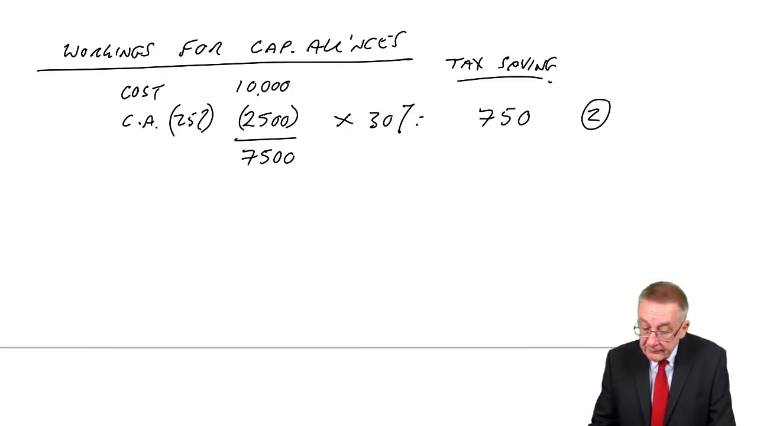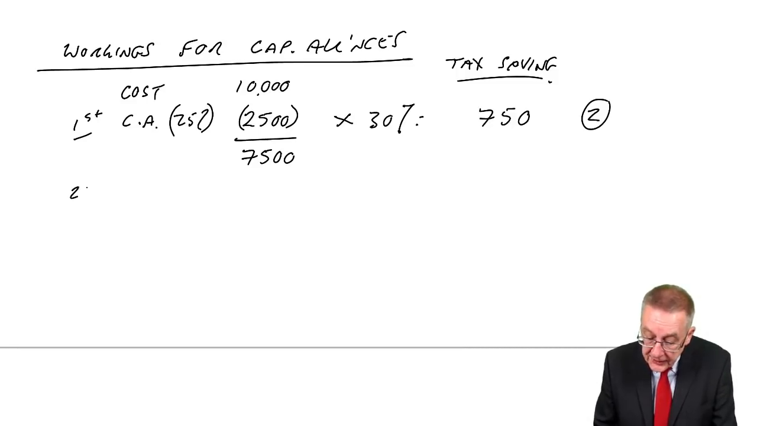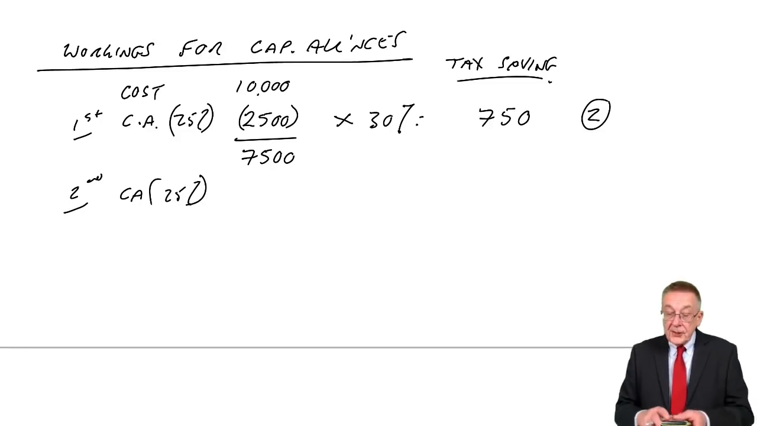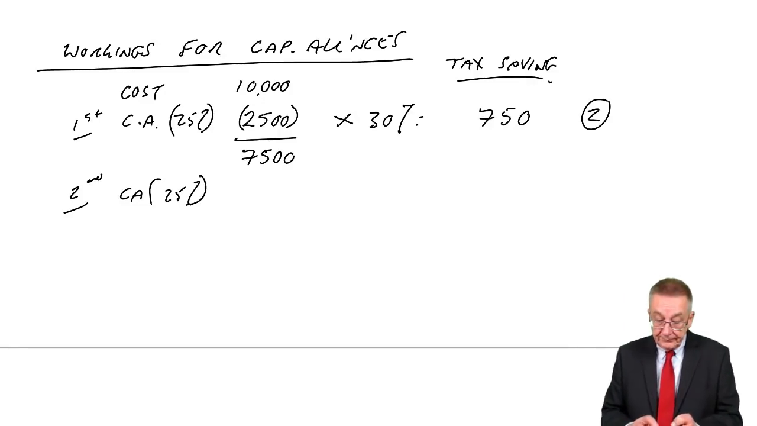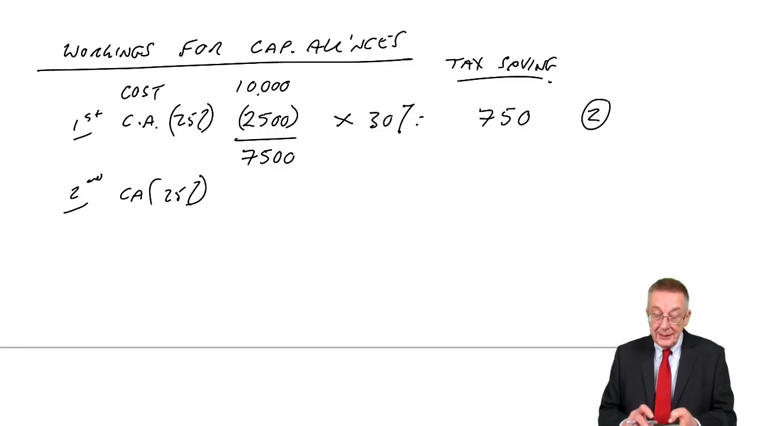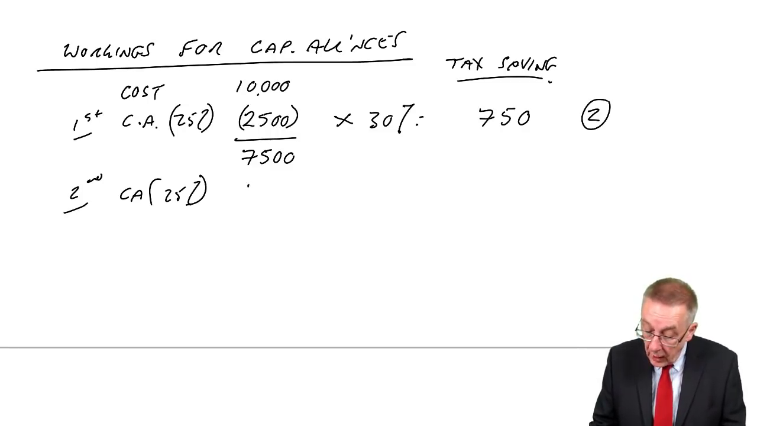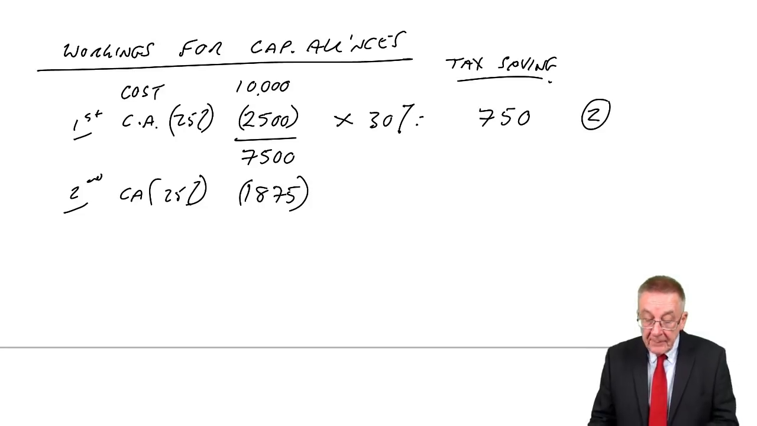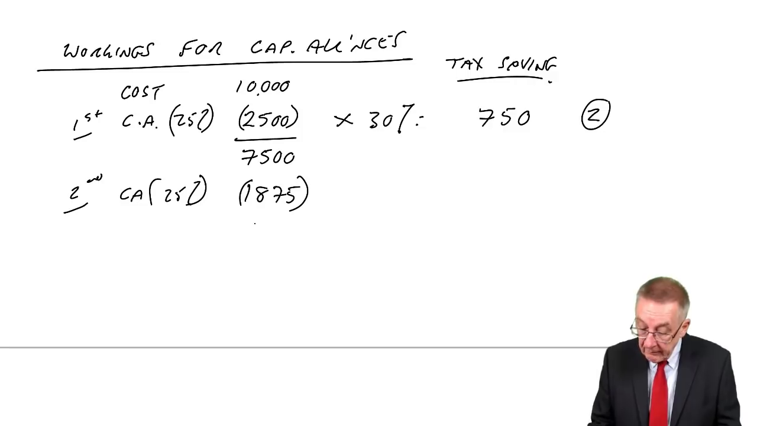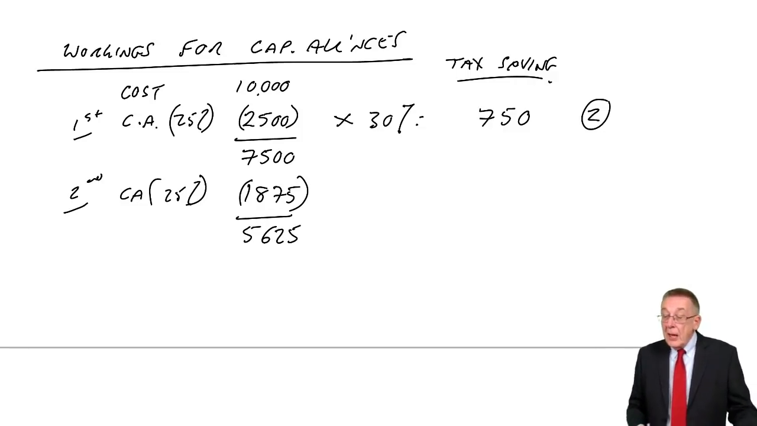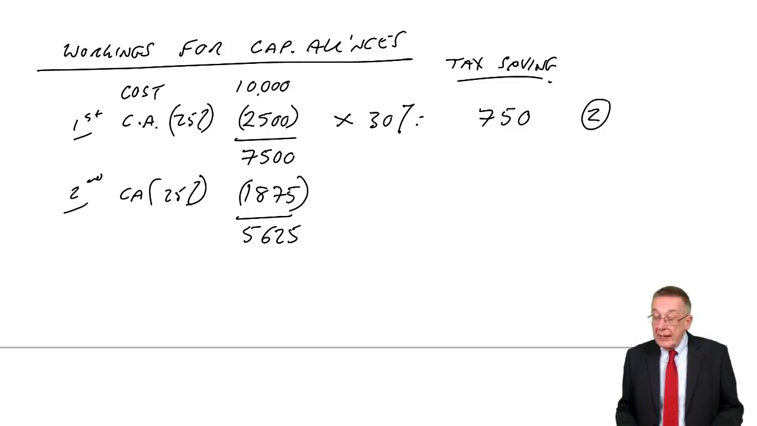However, let's continue. That was the first computation. The second one, it's reducing balance. And so 25% of 7,500 is 1,875. Bringing the tax value down to 5,625. However, again, it's the tax saving we are after.